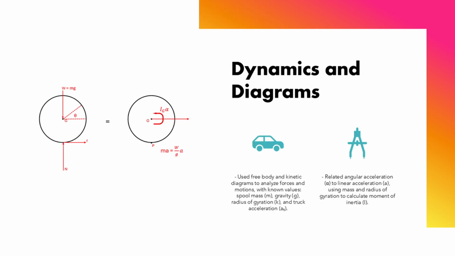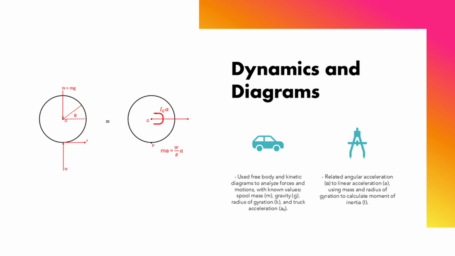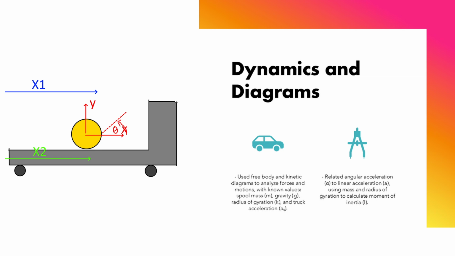To get these values, we used free body and kinetic diagrams to lay out the forces and motions involved. The known values included the mass of the spool, gravity, radius of gyration, and the truck's acceleration. After we related the angular acceleration to the linear acceleration and used the known mass and radius of gyration to express the moment of inertia.